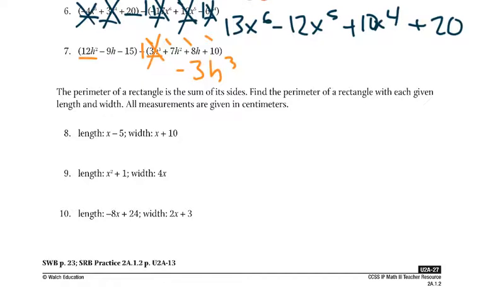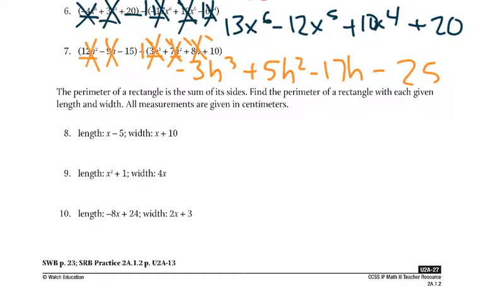Then h squared, so 12h squared, 7h squared. So they're both negative 7, so 12 minus 7 would give us a positive 5h squared. Then just a regular h, negative 8, negative 9, negative 17h. Then negative 10 and negative 15 would give me a negative 25. Alrighty, so we got all those ones.